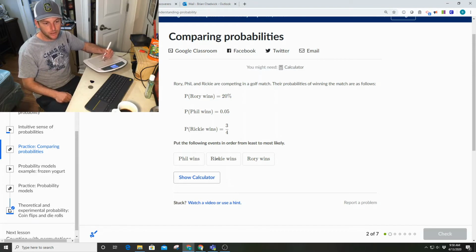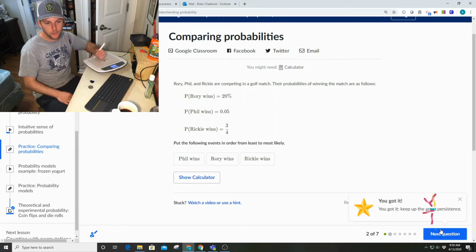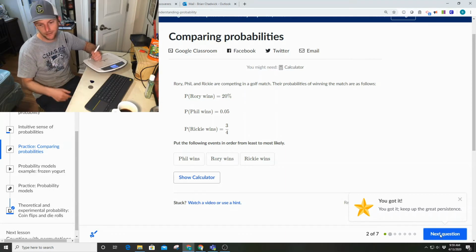So let's make sure we hit it right here. All right, I got Ricky. Check it. What? Oh, I wasn't paying attention. I got to put them in order from least likely to most likely. So who's least likely? Phil is least likely. Rory is second, and then Ricky. There we go. Wasn't paying attention. What I tell you, always go slow. Reread the questions, because on the MAT test or GMAS, I just threw away points that I knew the answer.